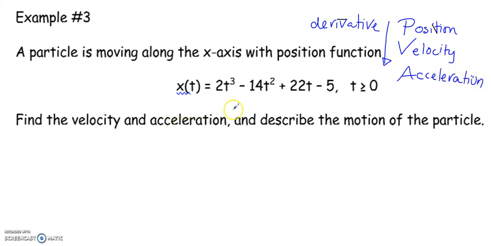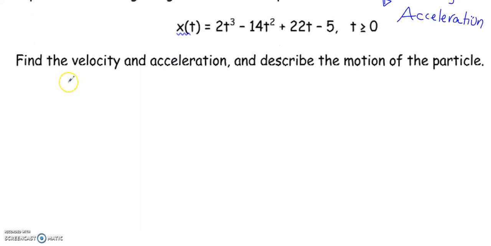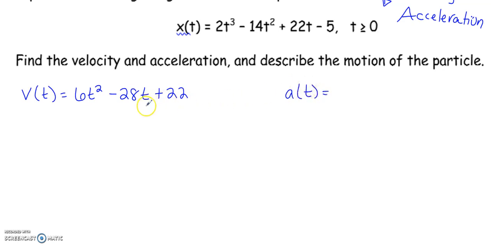Okay, so here they're just telling us that time can never be negative, so don't freak out about that. Here they want us to find velocity and acceleration. The derivative of position, the function they gave us, is velocity. So that will be 6t squared minus 28t plus 22. And to find acceleration, take the derivative of velocity. So that would be 12t minus 28.